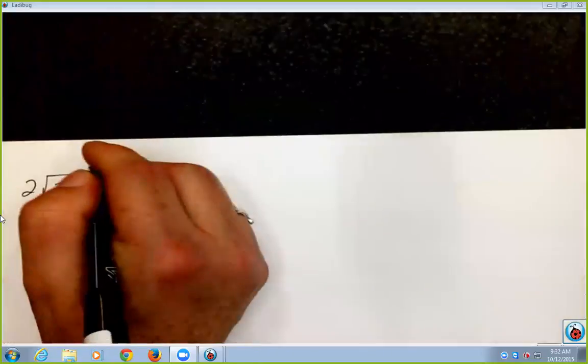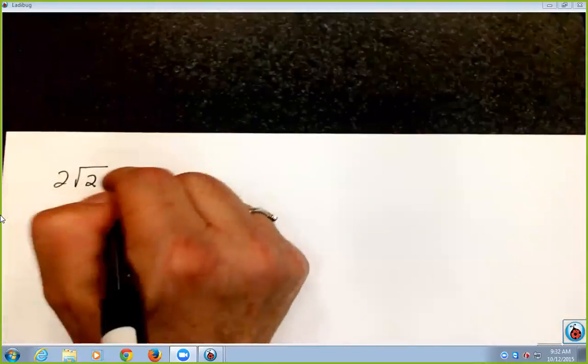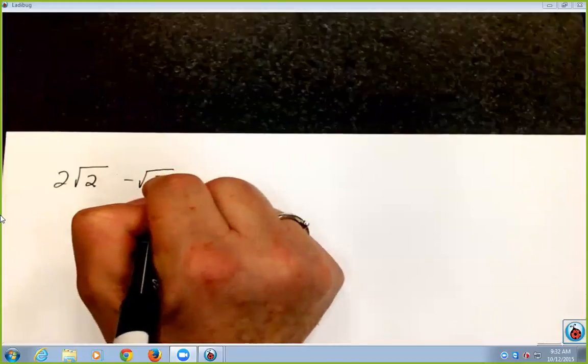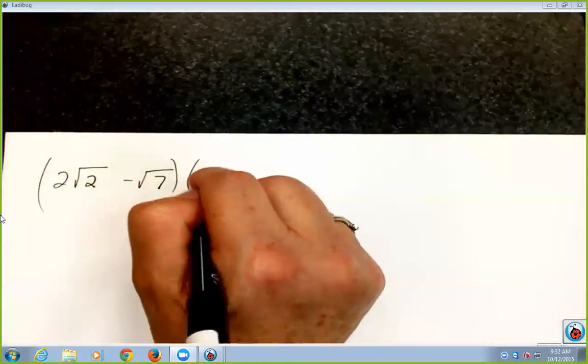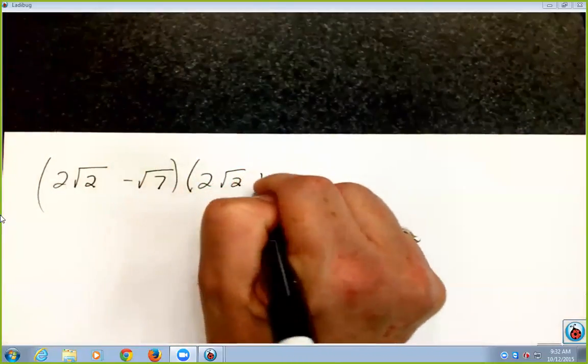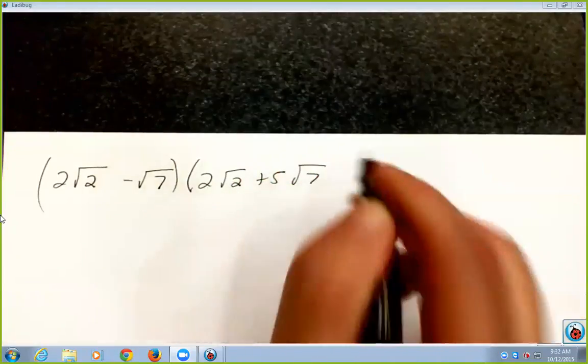Here's another one. What happens with this one? 2 square root of 2, get over here where you can see, minus the square root of 7 times 2 square root of 2 plus 5 square root of 7.